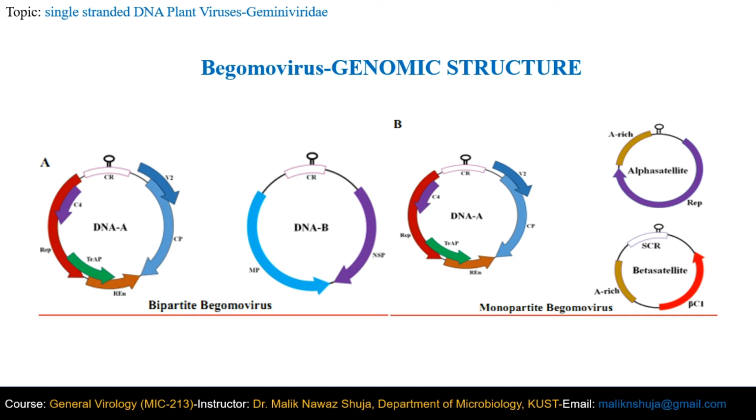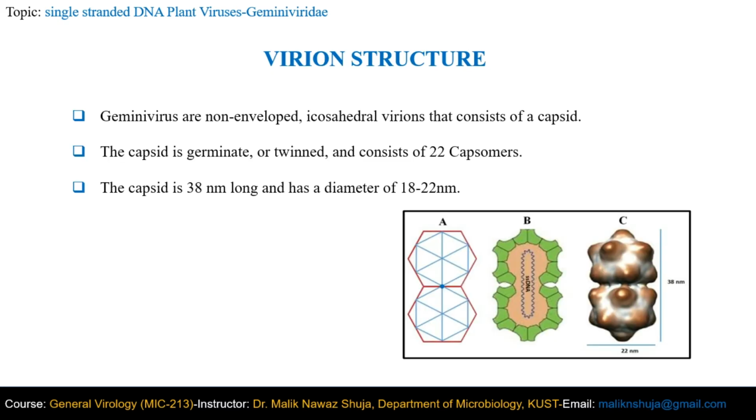while beta satellite also has a single open reading frame, designated as the beta C1 gene, and this is considered a pathogenicity determinant. Here is a satellite common region. It should be noted that the size of the satellite, alpha or beta, is approximately equal to half of the helper molecule.